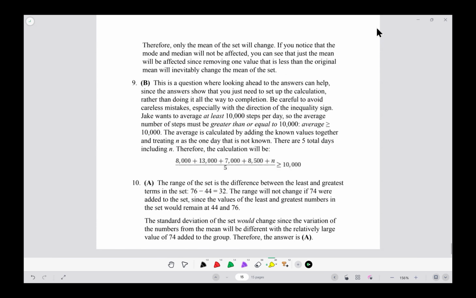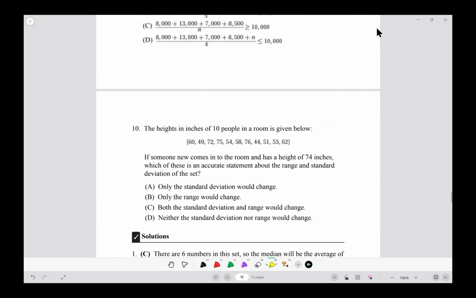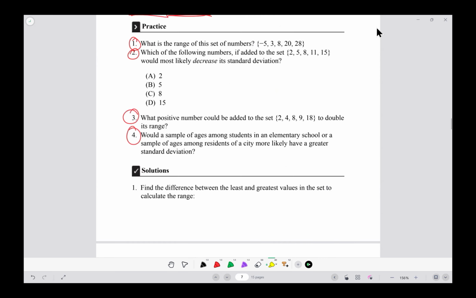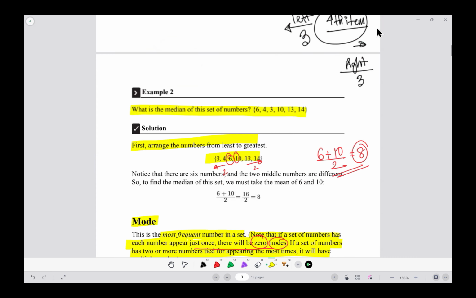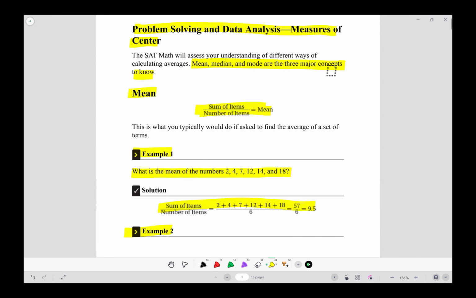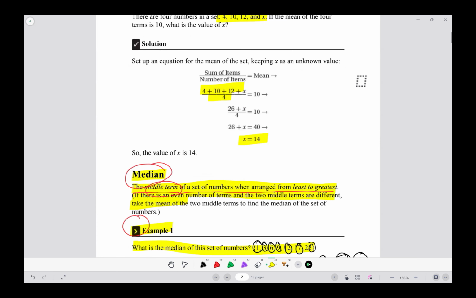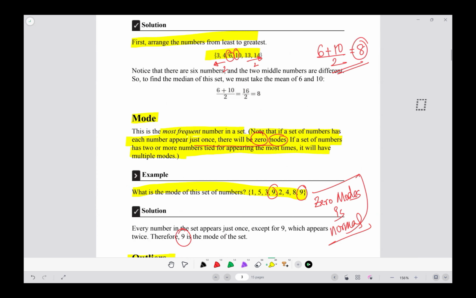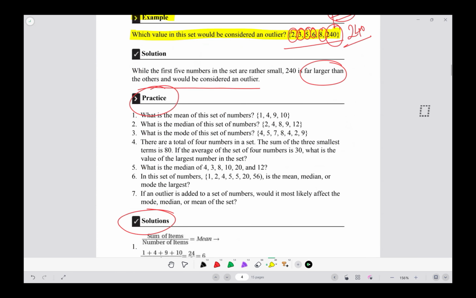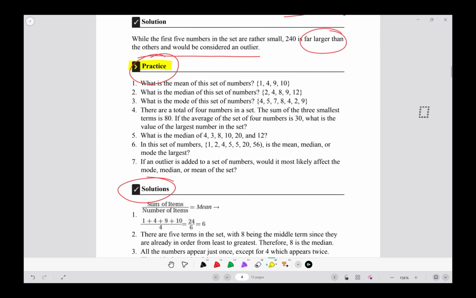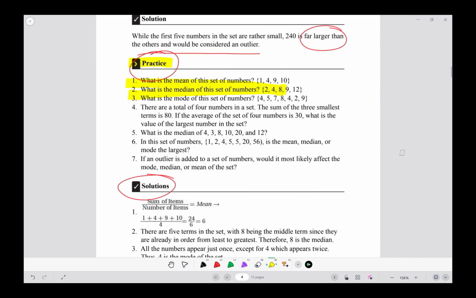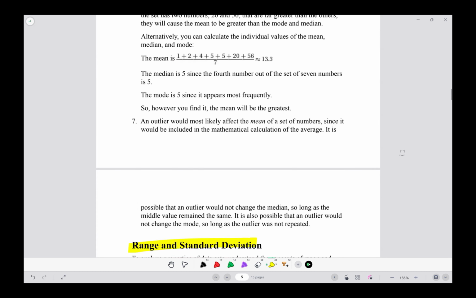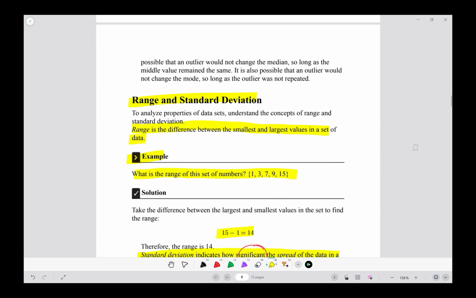And this is how our chapter looks. We have completed the chapter called measures of center. I have discussed mean, median, mode, and outliers, and then I told you to do some practice problems. These are very important. Then we have range and standard deviation.